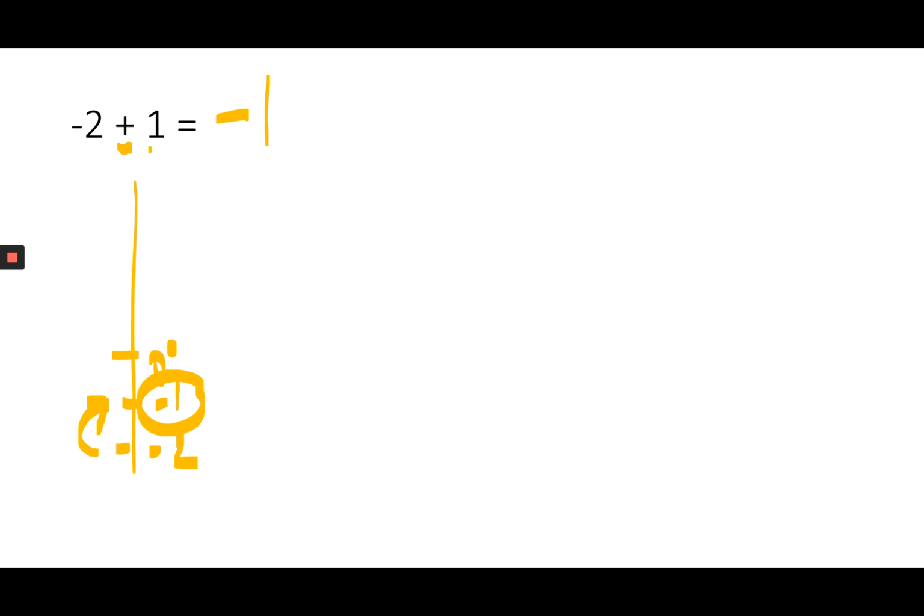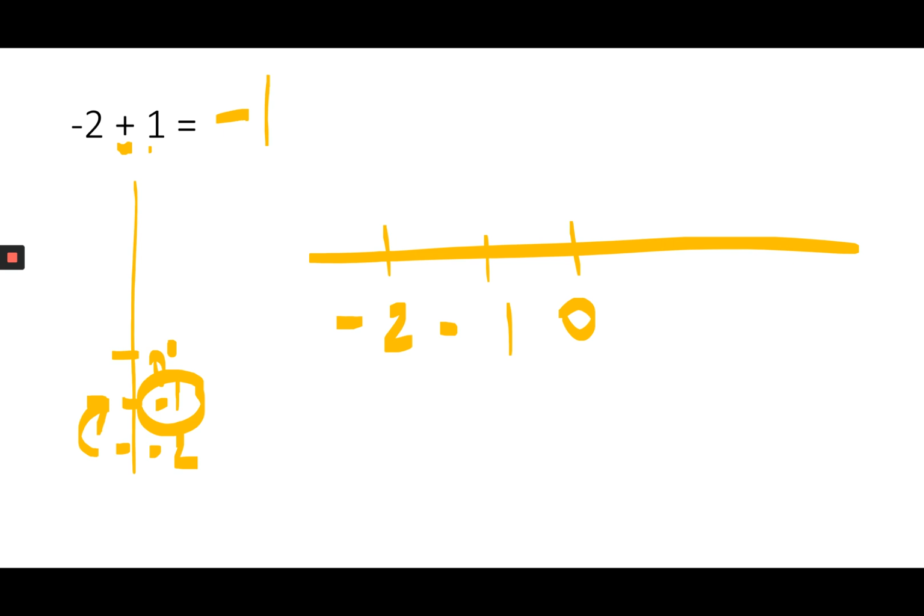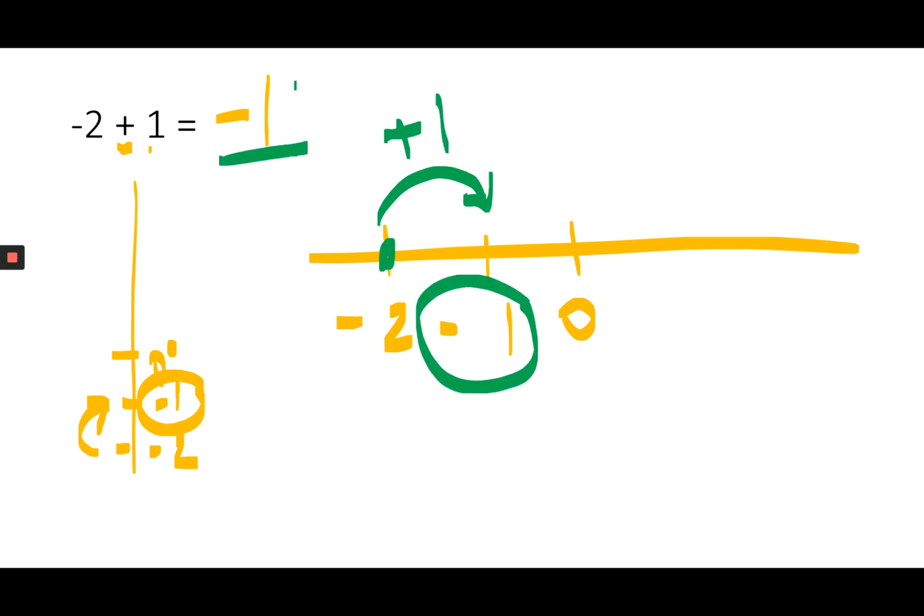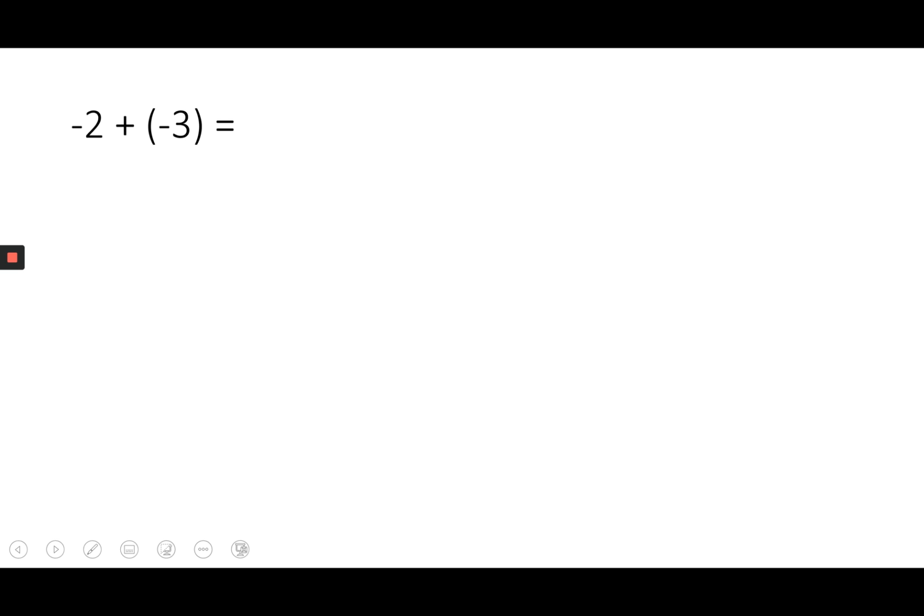Another way to think about it, this is my number line. This is 0. This is negative 1. This is negative 2. And then one addend is negative 2. You're right here. And then you need to go up 1. You need to go forward 1. If you go forward 1, your answer is negative 1, which is right here. There are different ways to think about it.